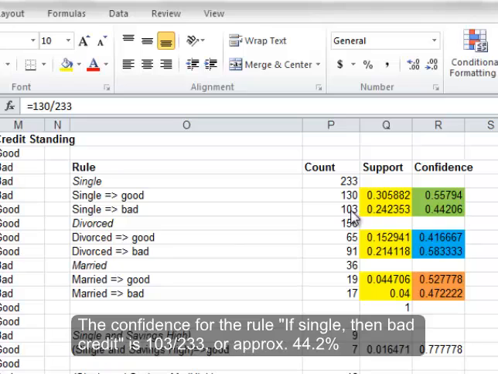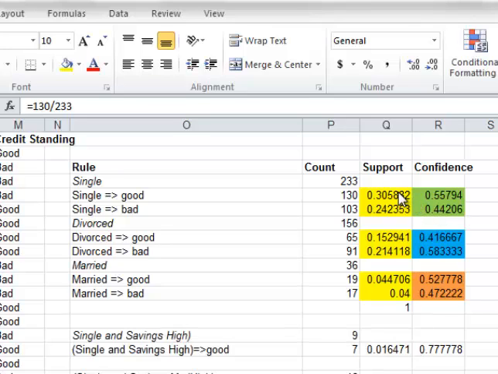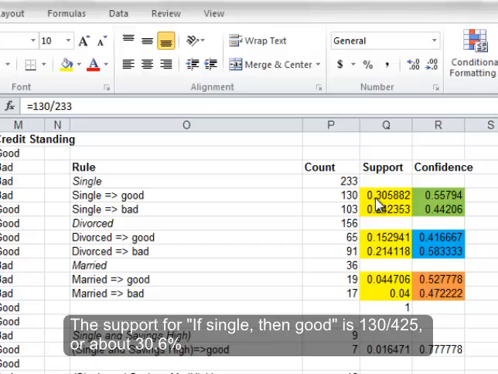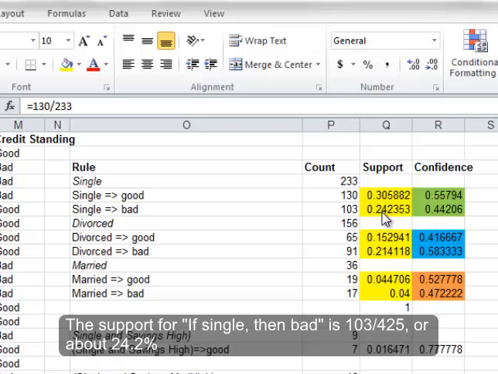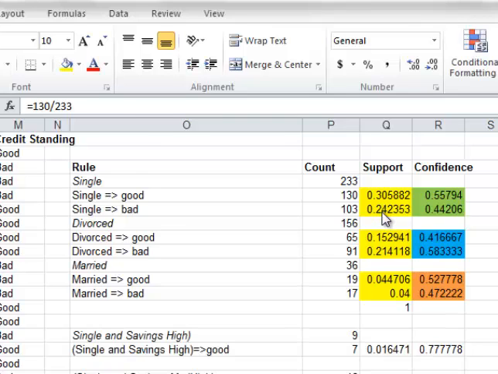Also, you can see that of the 233 single people, 103 of them ended up having bad credit. So about 55% of the single people had good credit, about 44% of the single people had bad credit. Support tells us out of the whole data set, how often does this rule hold true, that single people had good credit or that single people had bad credit. So this says out of the 425 people, about 30% of them were single people with good credit and about 24% of them were single people with bad credit.